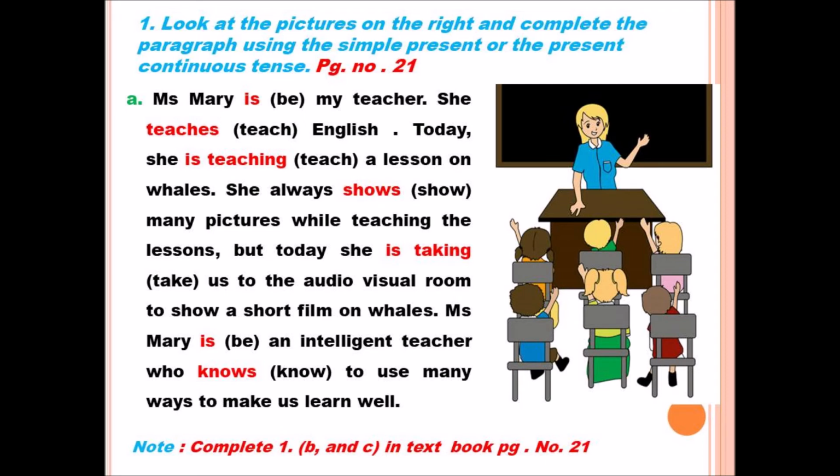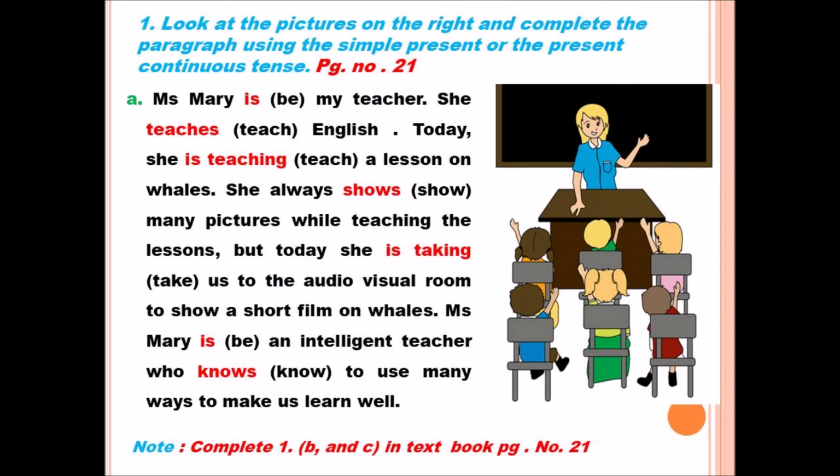Look at the pictures on the right and complete the paragraph using the simple present or the present continuous tense. Miss Mary is my teacher. Here we have used "is" because "be" is given in the bracket. It means we have to use the be form of the verb. What are the be forms of the verb? Am, is, are. So, we use "is" for he, she, it.